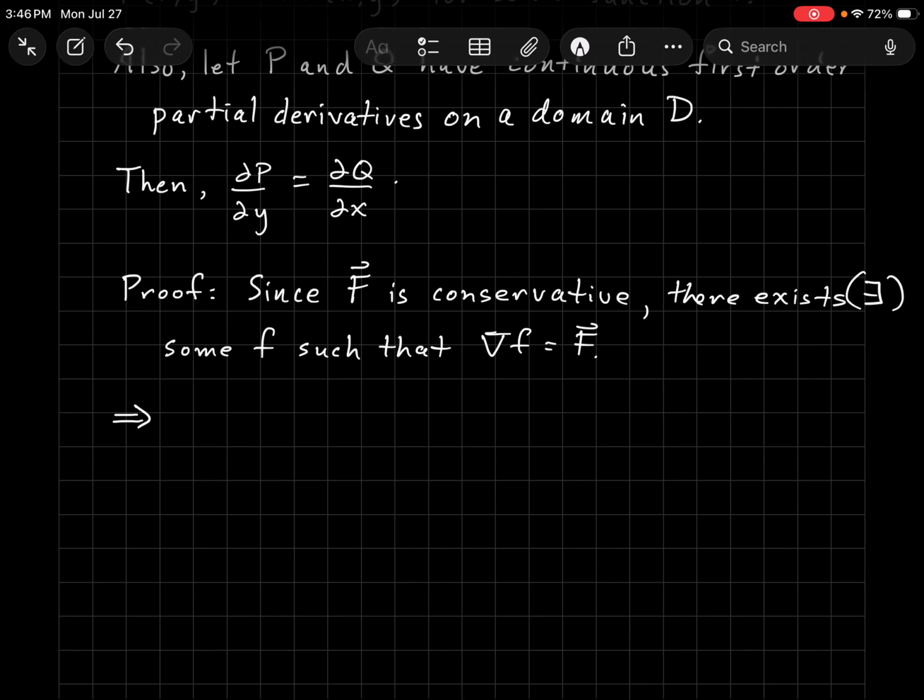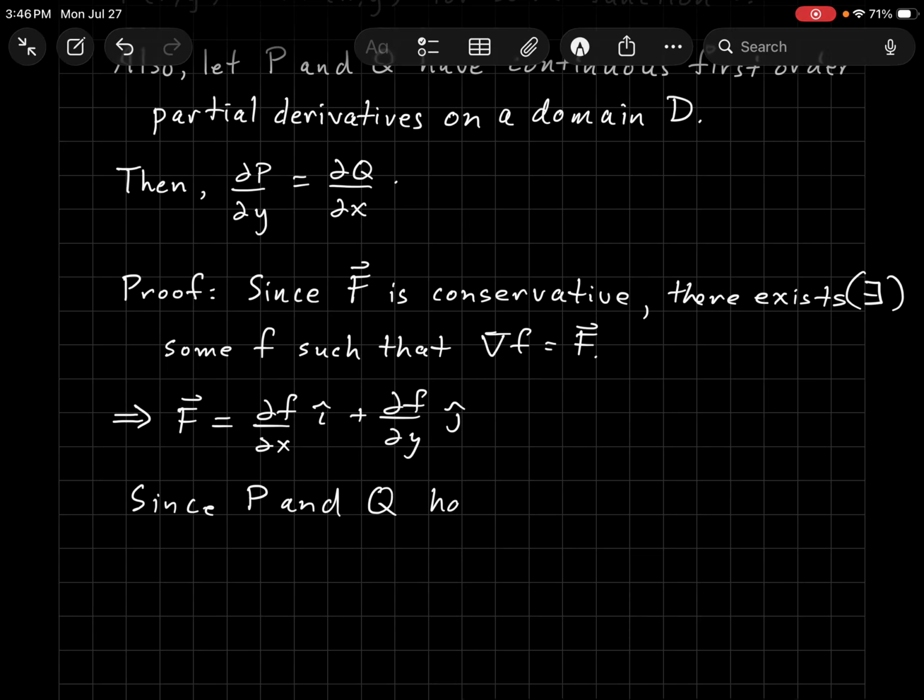What that means is that my vector field, big F, is the partial of f with respect to x, i, plus the partial of f with respect to y, j, because that is the gradient vector of little f. Now, since P and Q have continuous first-order partials, we know that the following is true.